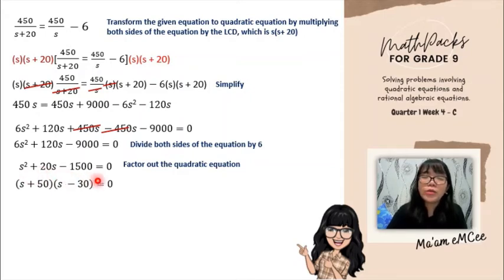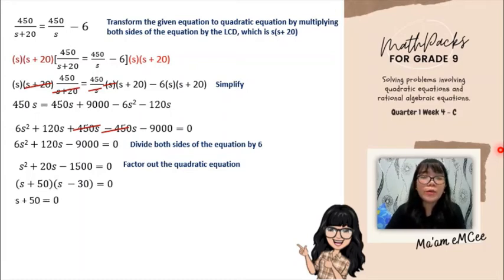So again, we need to think of two numbers whose product is equal to negative 1,500 and whose sum is positive 20. And those numbers are positive 50 and negative 30. So when we multiply 50 by negative 30, that is negative 1,500. If we add 50 and negative 30, that is equal to positive 20 because they have different signs. So we subtract: 50 minus 30, that is 20. Then we take the sign of 50 because it is larger. So that is why we have here positive 20. And so we have the factors s plus 50 and s minus 30.